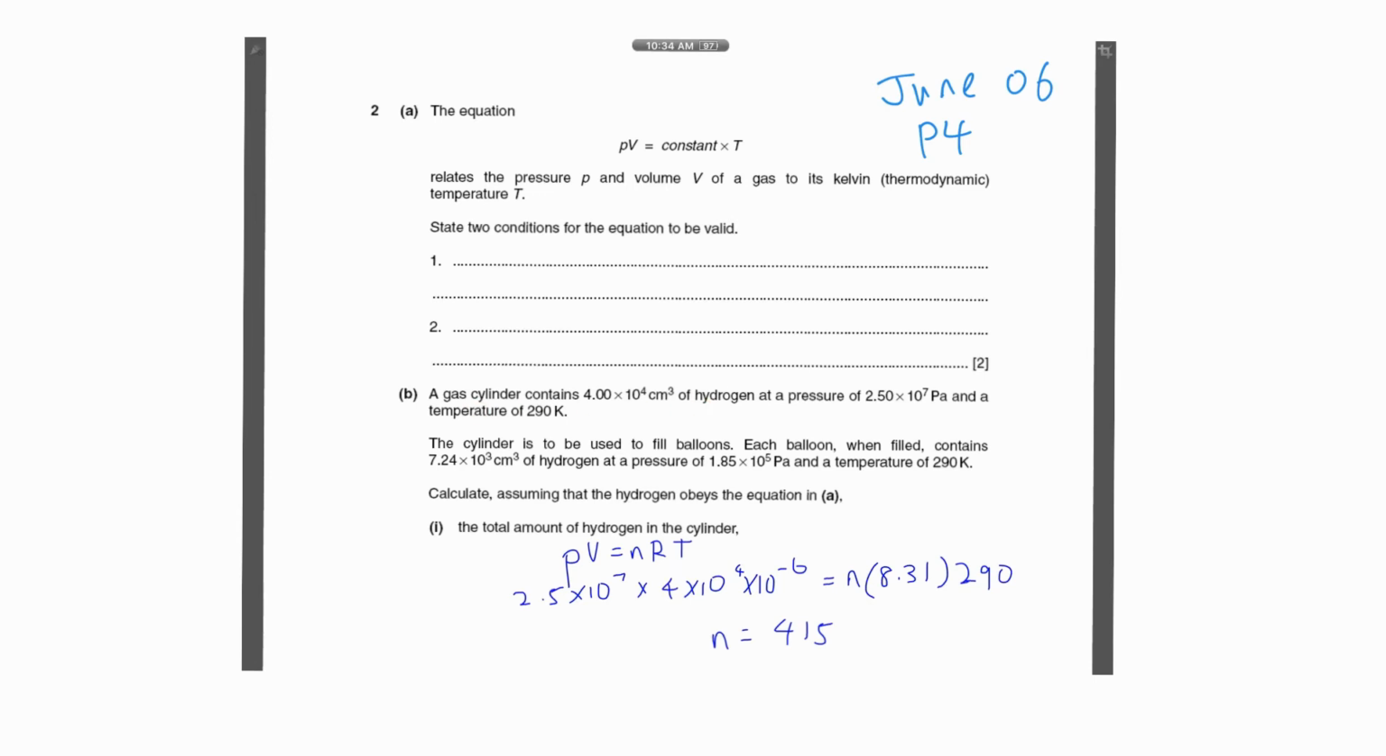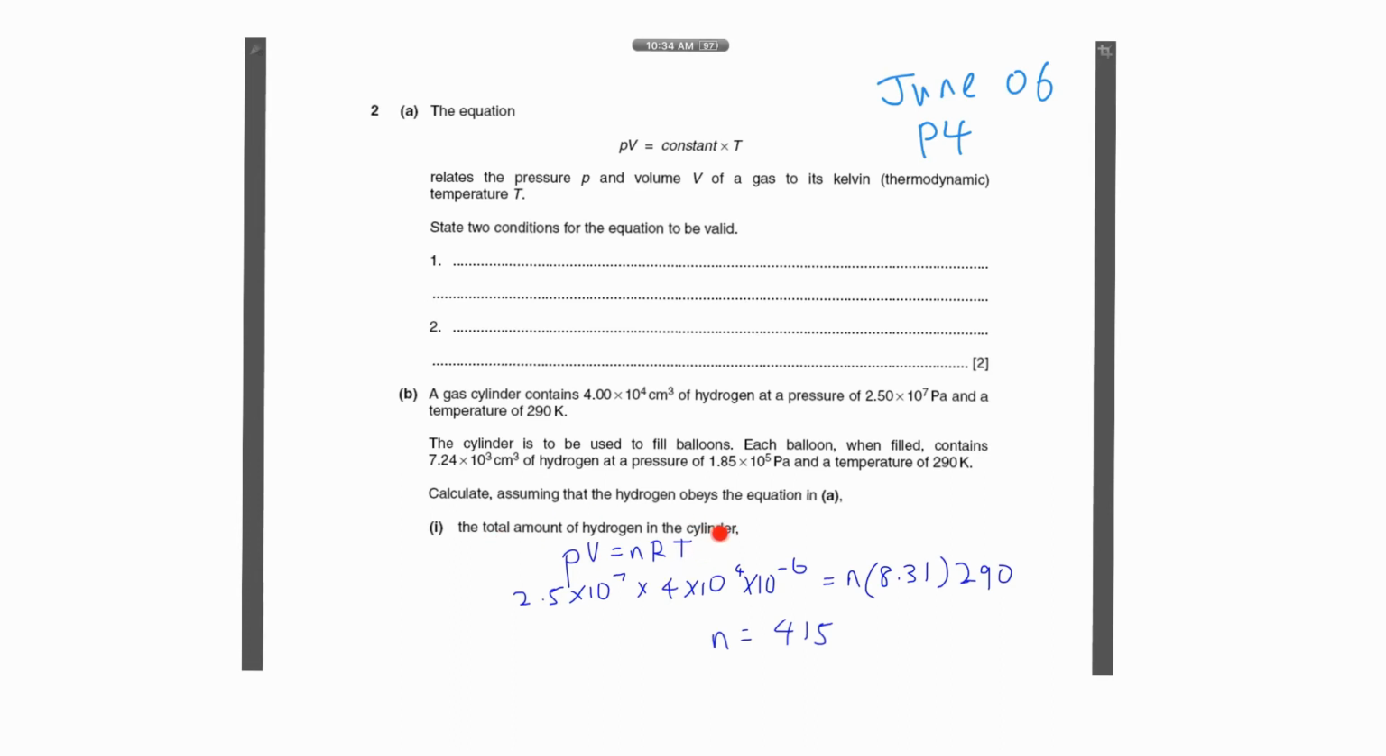So here you have a gas cylinder. They give you the volume, the pressure, the temperature. That is for the cylinder, don't confuse, because the next part is for the balloon. For the balloon, you have the volume, the pressure, and the temperature as well. But firstly, find the number of moles in your cylinder.